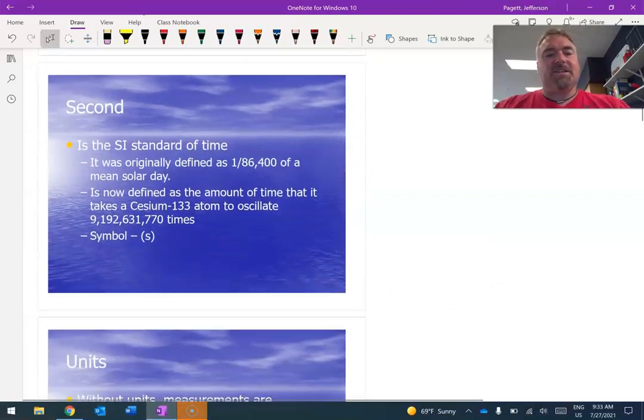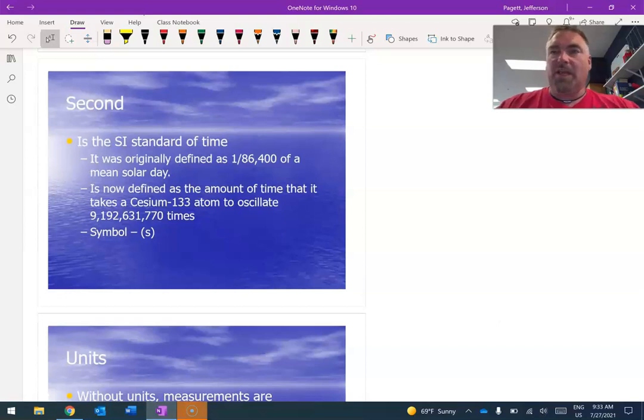The second is the SI standard of time, originally defined as 1/86,400th of an average solar day. Remember, that's the number of seconds in an actual day. Defined as this, you don't have to know that. And remember, the symbol is the lowercase s.